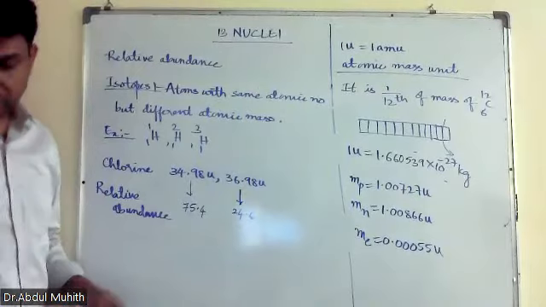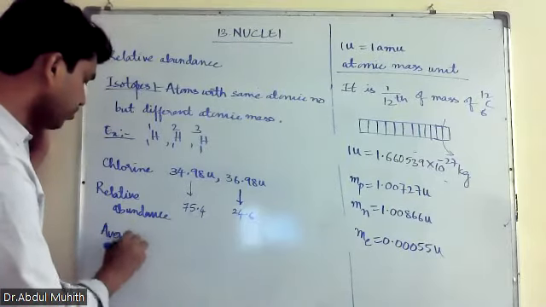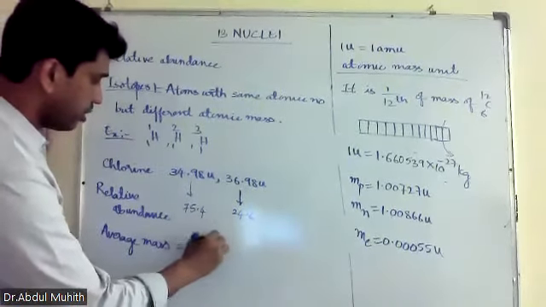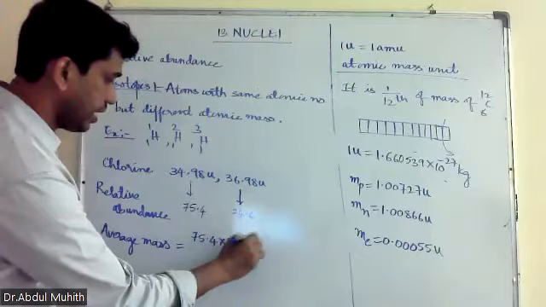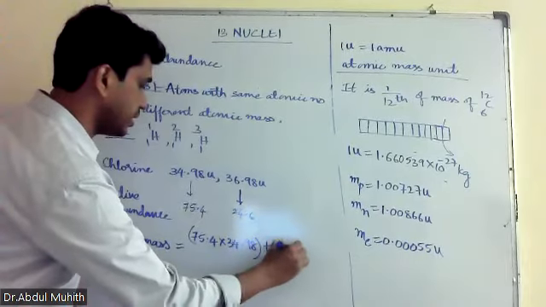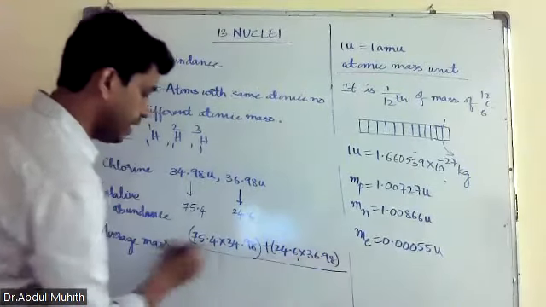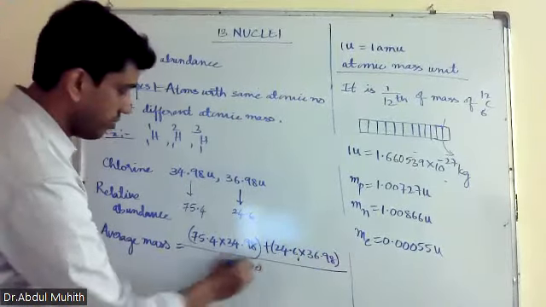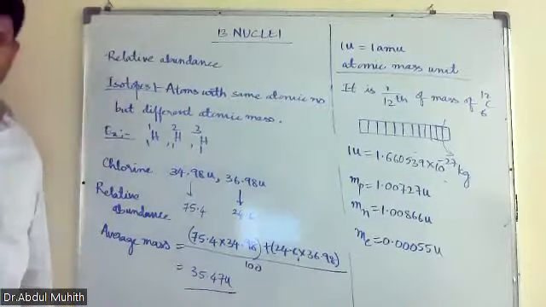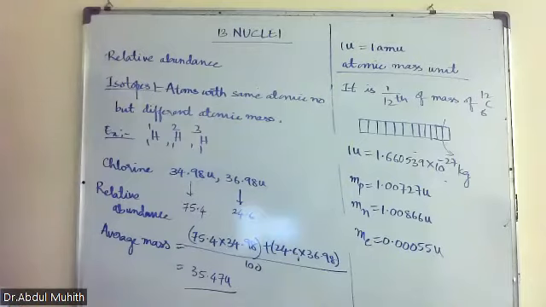So how do we calculate the average atomic mass? It is 75.4 multiplied by 34.98 plus 24.6 multiplied by 36.98, divided by 100. Then we get 35.47 U atomic mass. Is that clear now? That is how we calculate the average atomic mass.